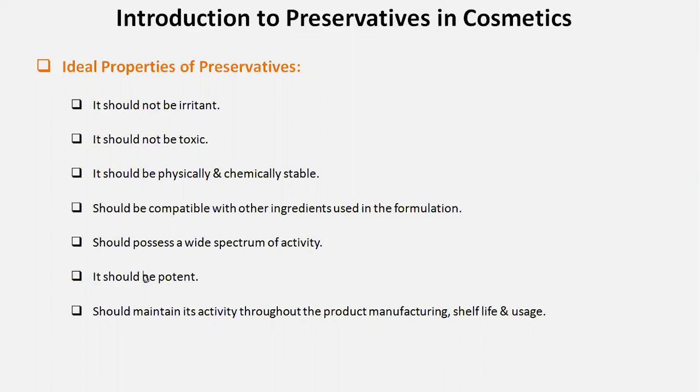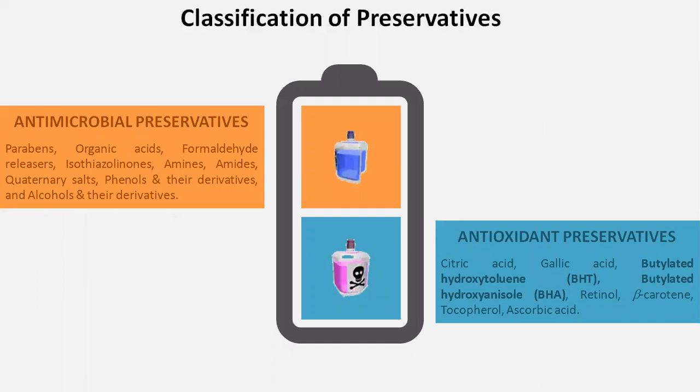It may be consumed by the customer within 1 month, within 6 months, or within a year. So it depends upon its shelf life, upon its expiry, until it reaches its expiry date. During that time, up to that time, the preservative should show its activity. So now let us see the classification of preservatives.